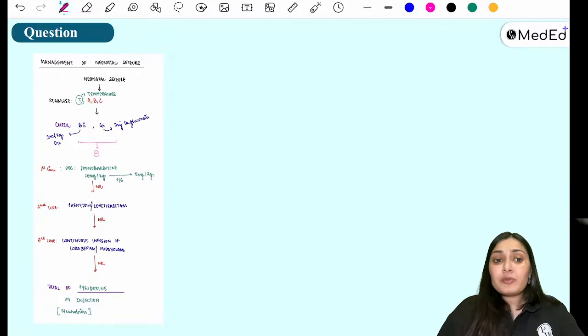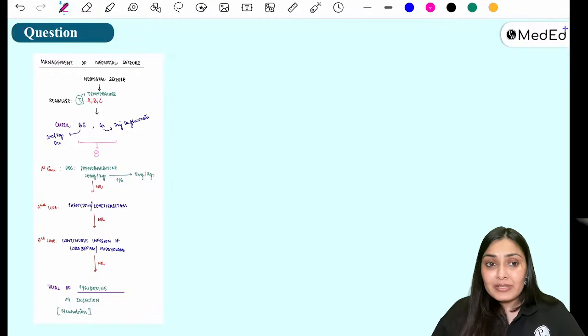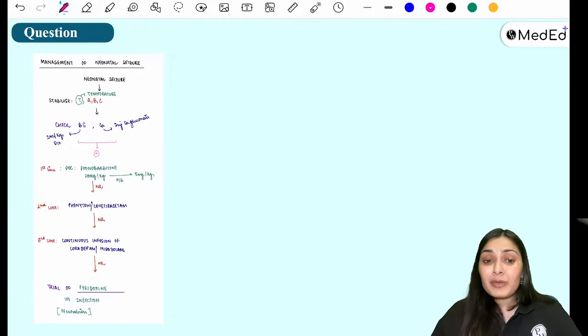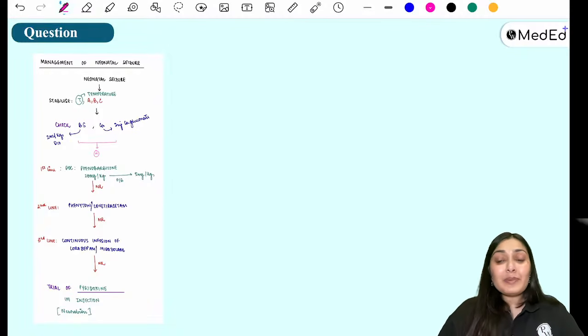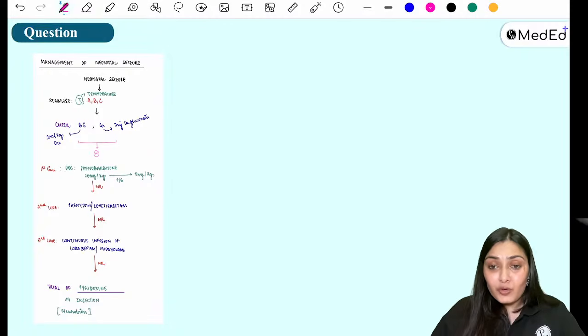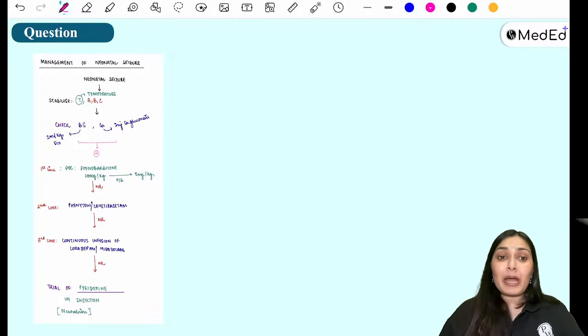If the child is not responding, then we should do second line. Second line, we can use phenytoin or levetiracetam. If the child is not responding to that, then continuous infusion of benzodiazepines like midazolam, lorazepam is given. If the child is not responding to that also, then ultimately we give a trial of pyridoxine, because sometimes rare pyridoxine deficiency can also cause neonatal seizures. Right? So this is the management of neonatal seizures that you need to know.